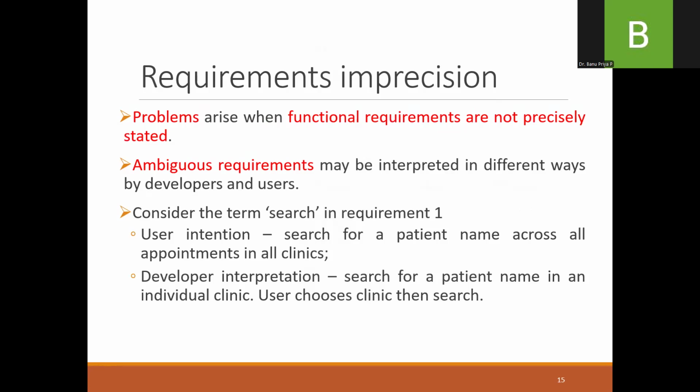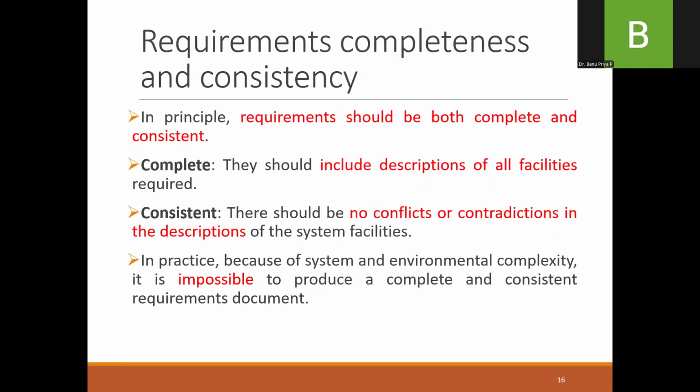So if you see, the problem with requirements is ambiguous requirements. Ambiguous requirements means we do not know who the customer is, who the developer is, and what the developer has interpreted. All these are ambiguous. That is why the requirements should always be complete and consistent. Complete in the sense all the facilities should be included. The description should include all these things. Consistent in the sense there should not be any contradiction or conflict in the description of the requirements, right?